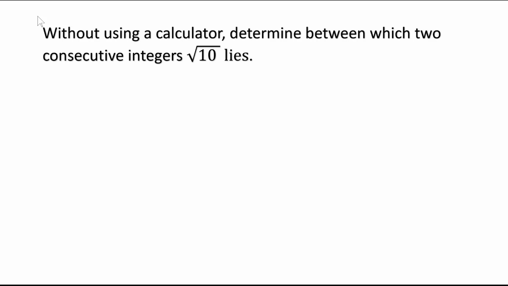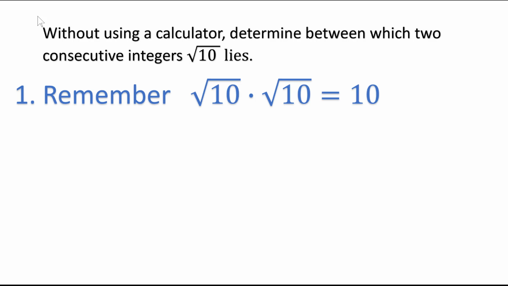All right, so first of all, remember the definition of square root. The square root of 10 is the number that you multiply by itself to get 10. So the square root of 10 times the square root of 10 is 10. That's what square root means. It's the number you multiply by itself, in this case, to get 10.